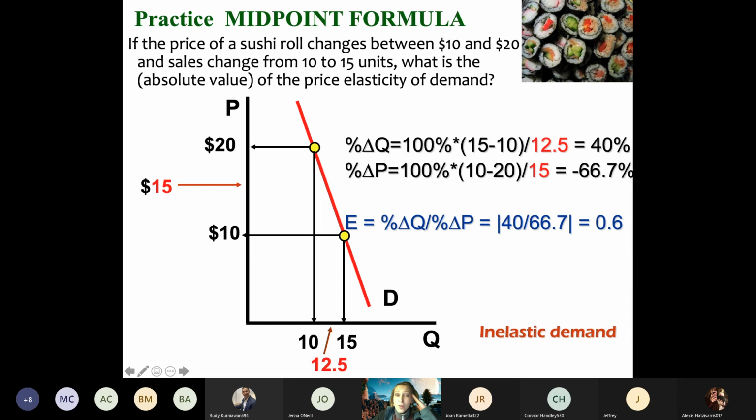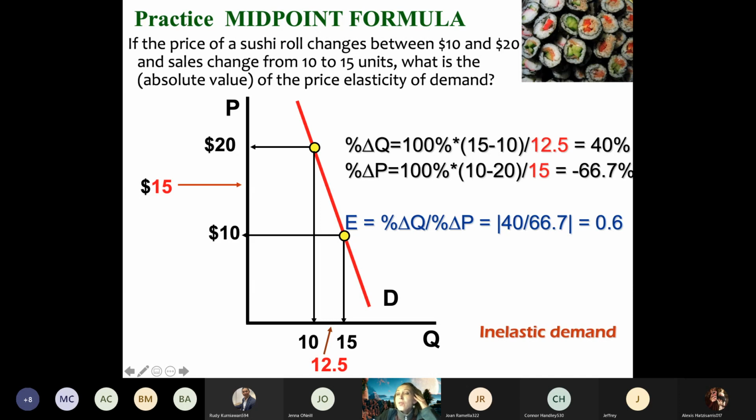So what do we have? First we find the percent change in quantity, which is the difference between 15 and 10 divided by the midpoint, and then times 100%. So that is in percent, not in share form. So we find the 40% change in quantity. Then we find the percent change in price as the difference between the two divided by the midpoint, and we find that it's 66.7%.